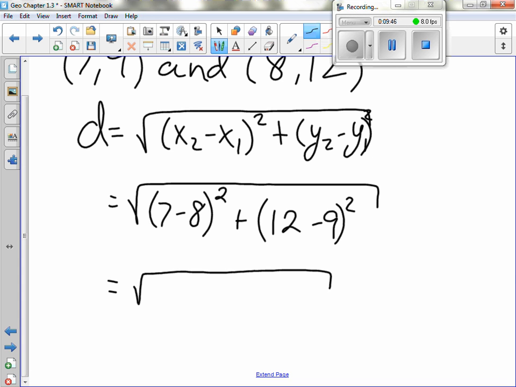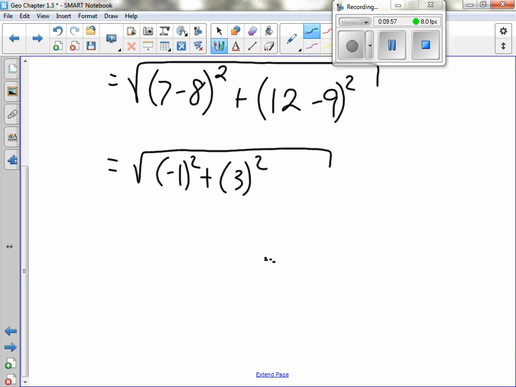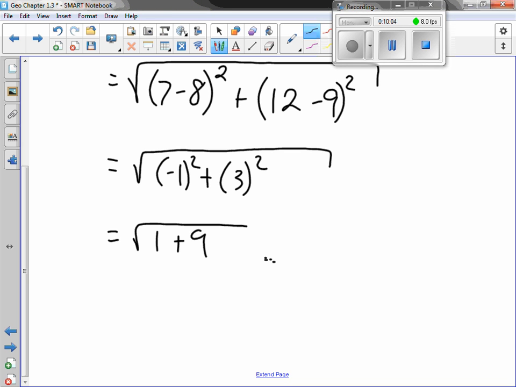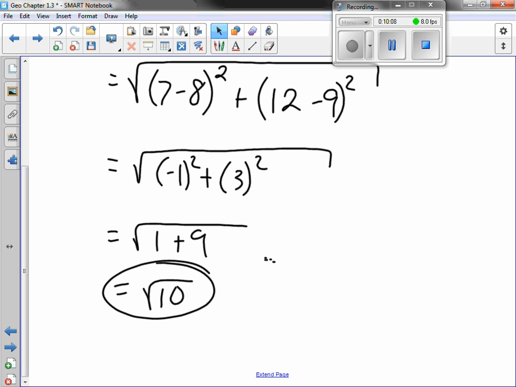So for this here, 7 minus 8 is going to be -1 squared. 12 minus 9 is 3 squared. Now at this point here, we can do -1 squared, which will give us 1, 3 squared, which will give us 9, and 1 plus 9 is 10, the square root of 10. And that's all we have to do for this one here. That's all we have to do to find the number we want here. And that's it.